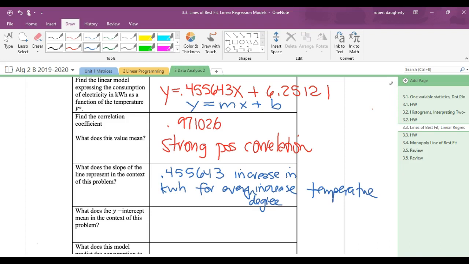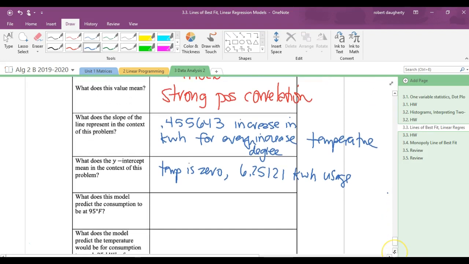What is x? X is what in this problem? But I mean, in the value, what am I modeling? Toys, dogs, shoes, what? What is it? Temperature. So if the temperature is 0, then I find that I'm using what? 6.25121 kilowatt hours usage. So in this problem, the y-intercept means if your temperature was 0, that's the amount of energy you would be using. Okay, so you're basically just looking at this and putting it in context of the word problem.